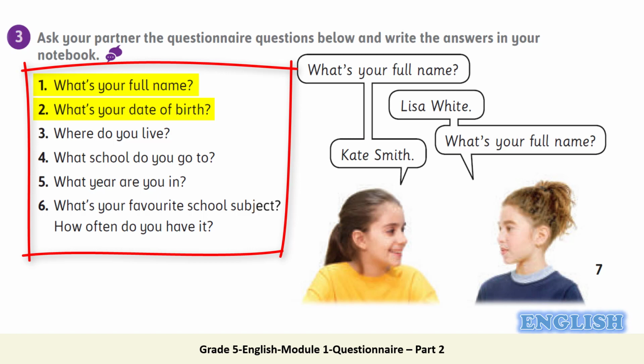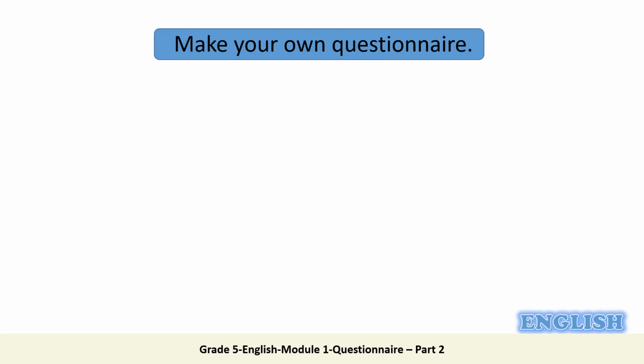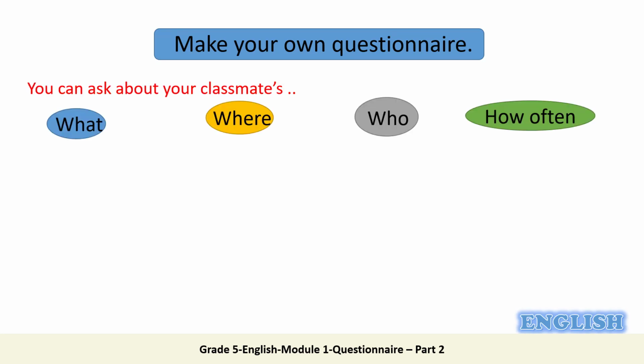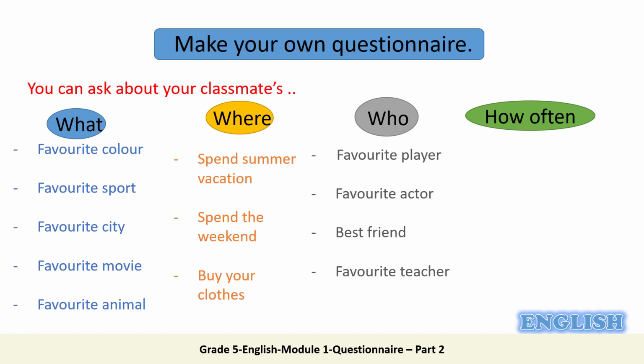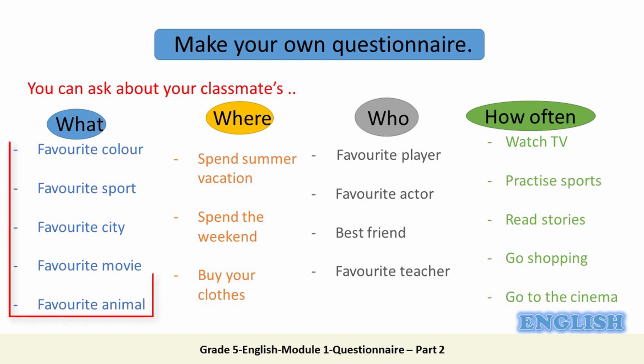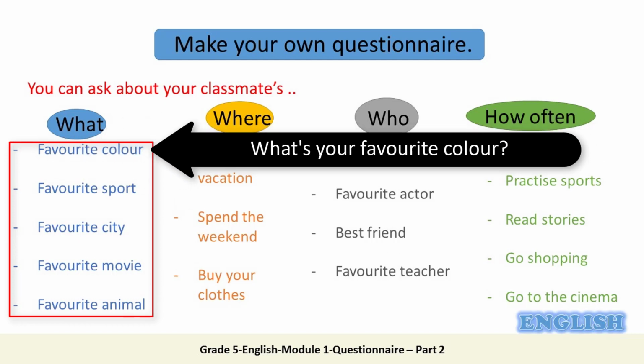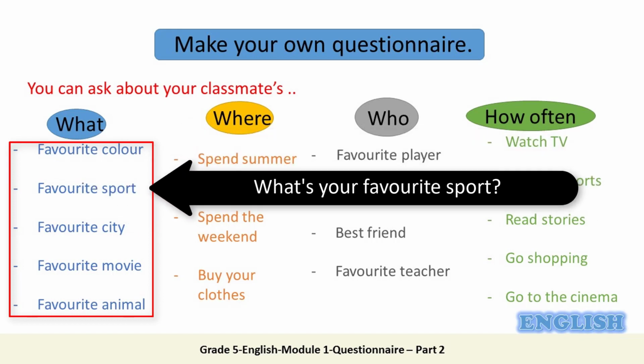Now, after we make these nice and interesting conversations with these 6 questions, you need to make your own questionnaire. You can ask your classmates many more questions, my friends, using these 4 question words. What, where, who, and how often. And I've collected here some prompts that may help you make your questionnaire. For example, all these go with what? So you can say, for example, what's your favorite color? What's your favorite sport? And so on.